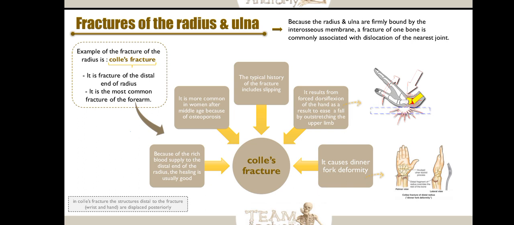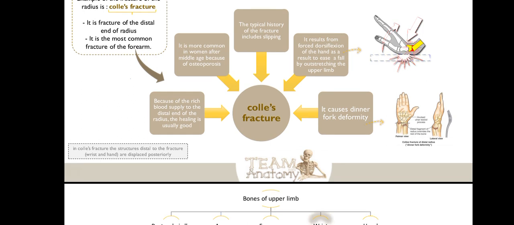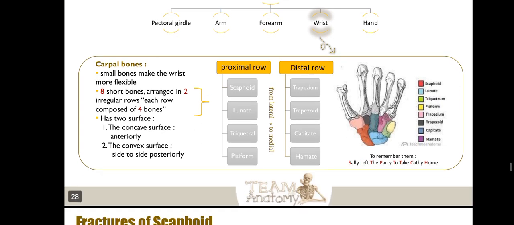The radius and the ulna articulate both superiorly and inferiorly. So if there's a fracture in one bone, at least the superior joint or the inferior joint should be dislocated. A Colles fracture results from dorsiflexion of the hand. Dorsiflexion is like bringing the back of your hand towards your forearm. Okay, that's dorsiflexion. So we're done with Colles fracture.